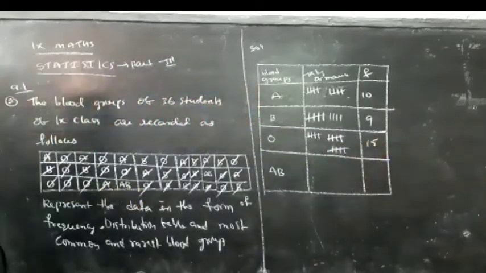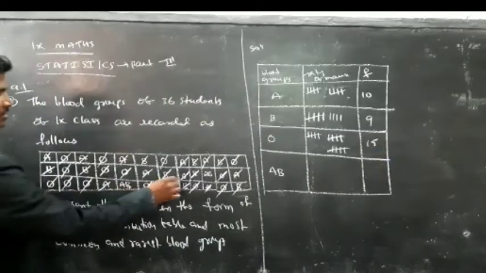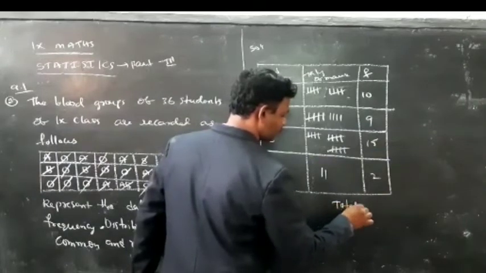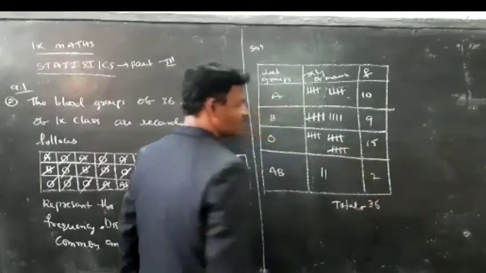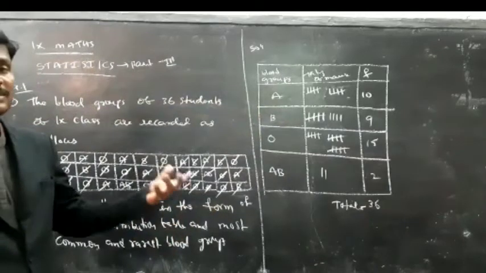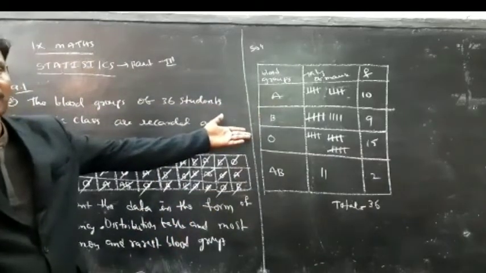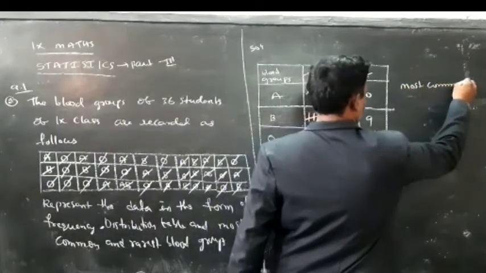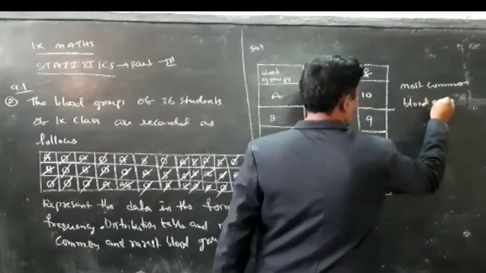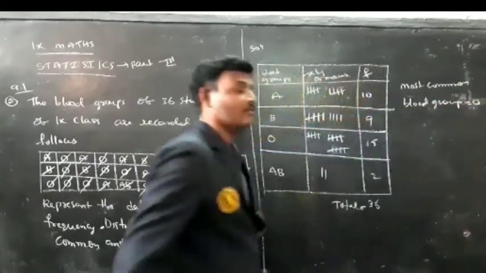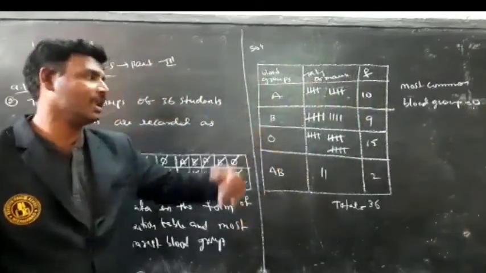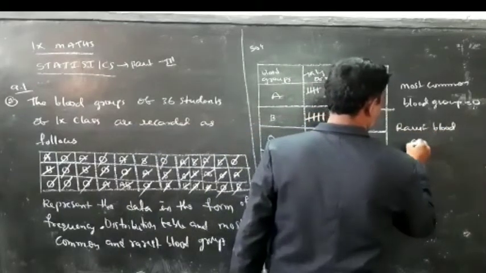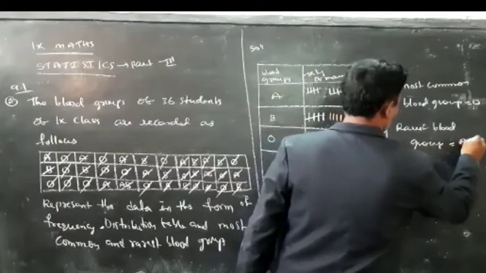Then after, AB blood group, how many are there here? 1 and 2, so 2. So the total is 36. From the table, what is the most common blood group? O is the most common blood group. Then what about the rarest blood group? It is nothing but AB.